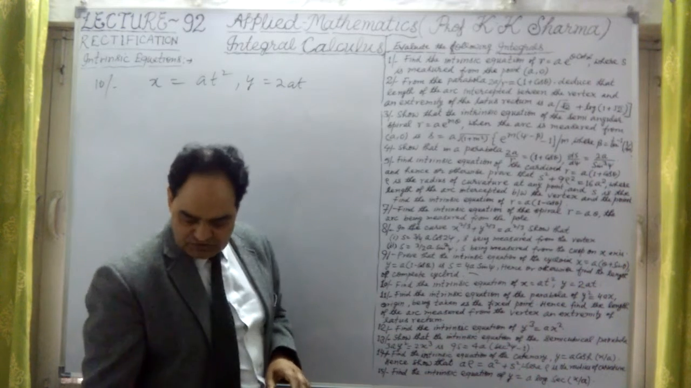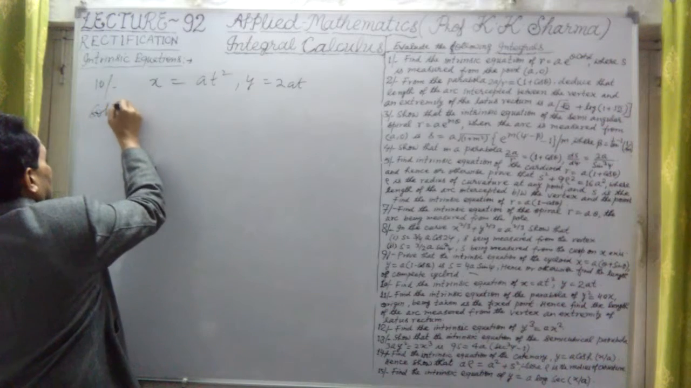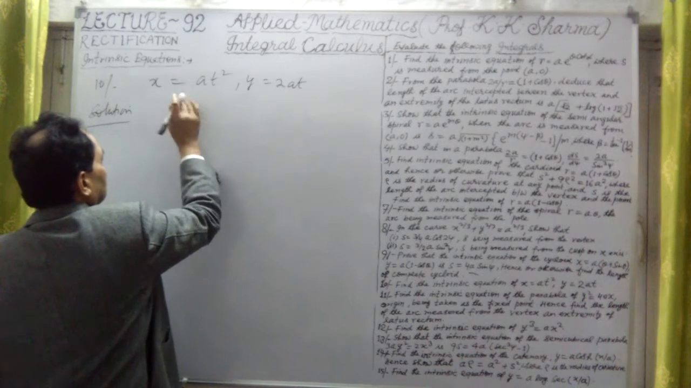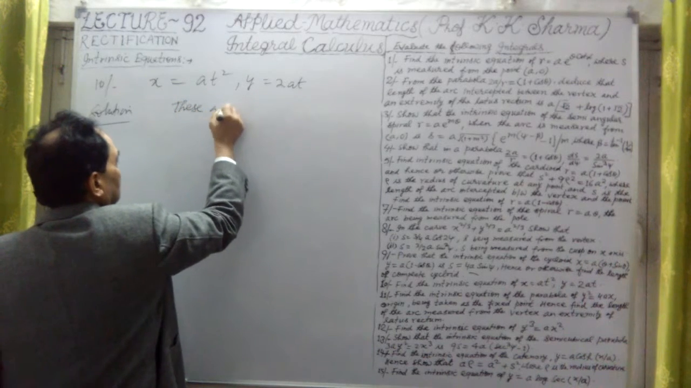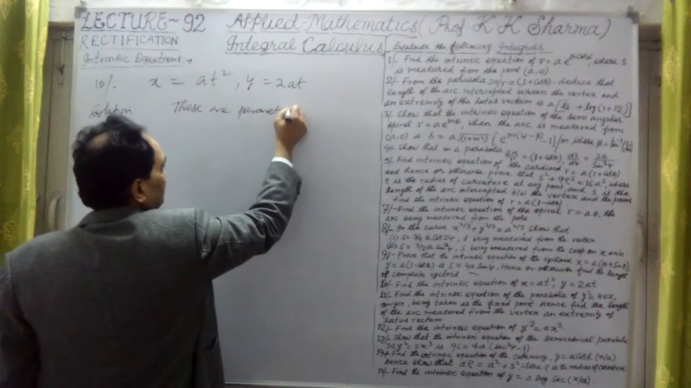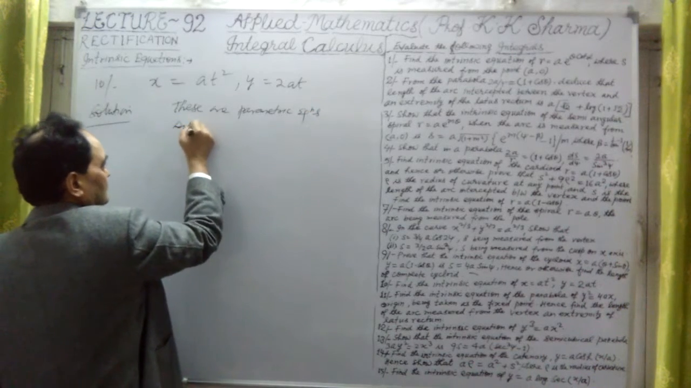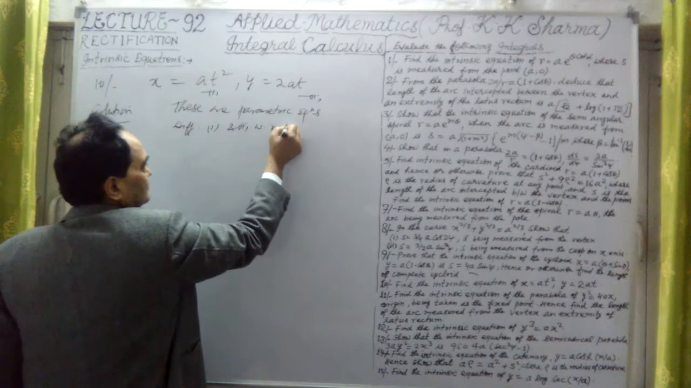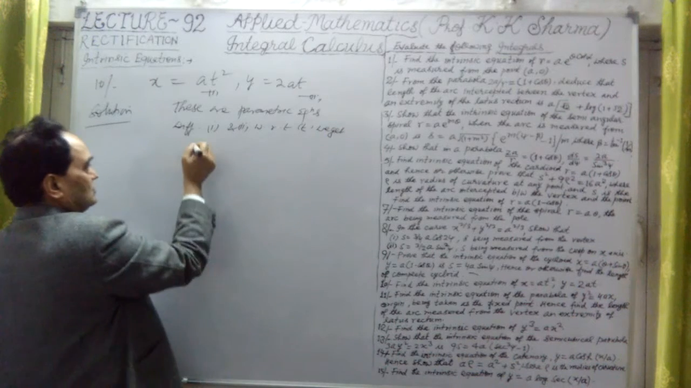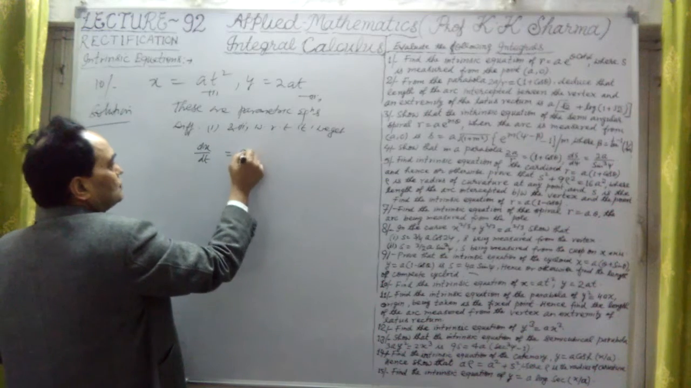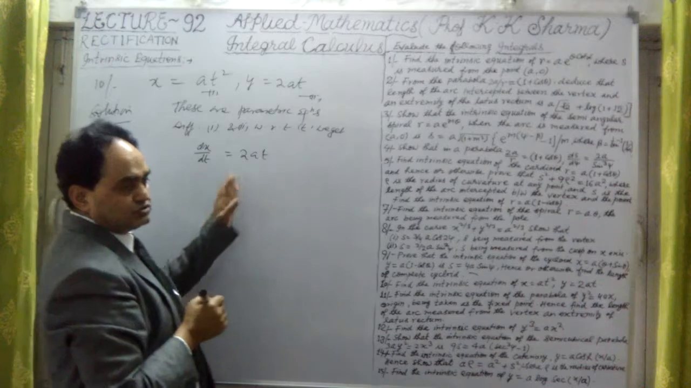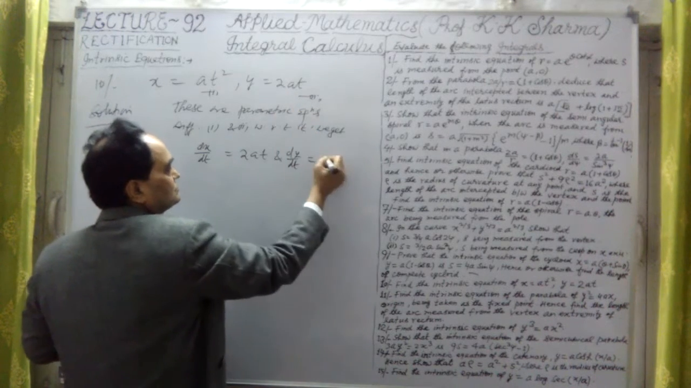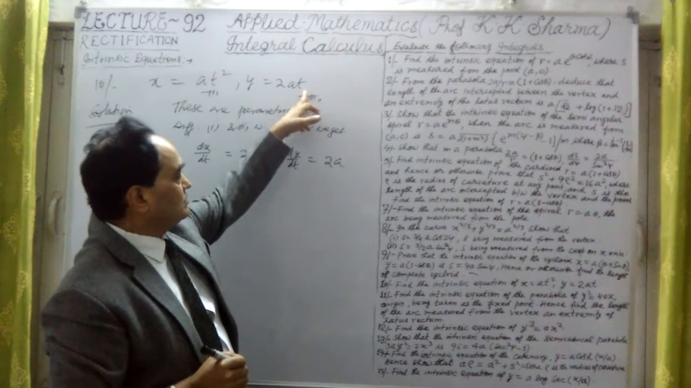This is parametric form again. Let me take the solution of this question. Here we are given x and y in terms of t, which means parametric equations are given. Differentiating the first and the second with respect to t, we get dx/dt equal to twice at, since t square is differentiated as 2t and a is multiplied. And dy/dt, differentiating twice at with respect to t, is twice a only.